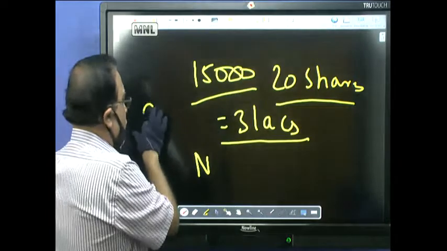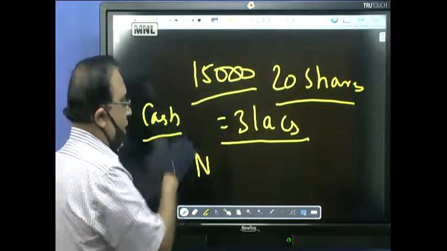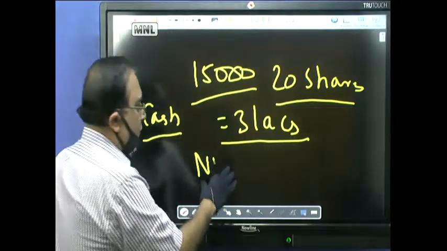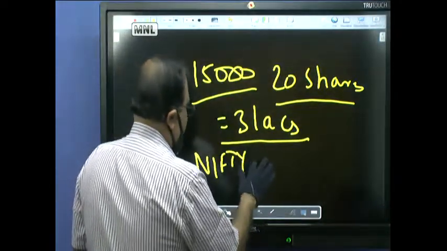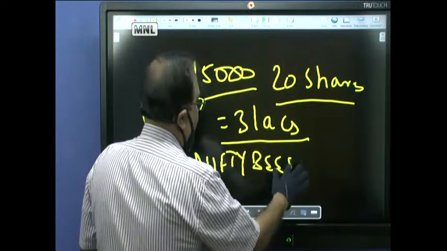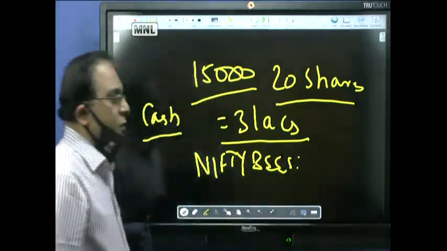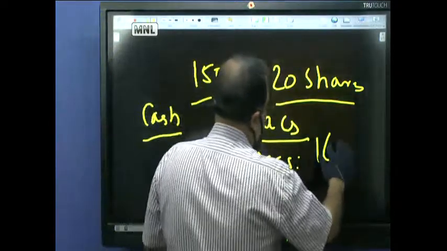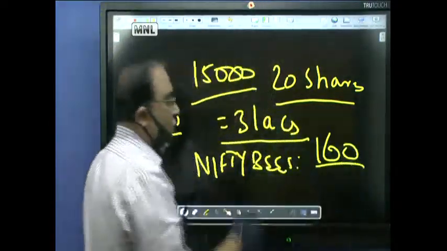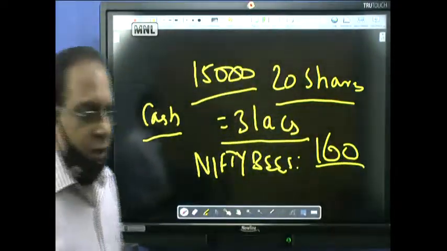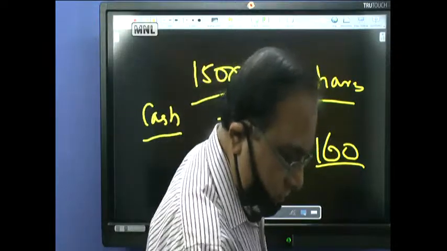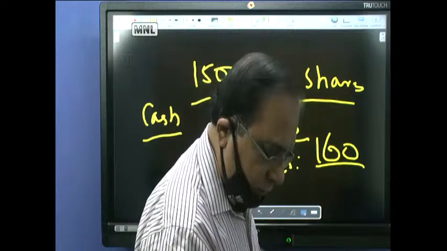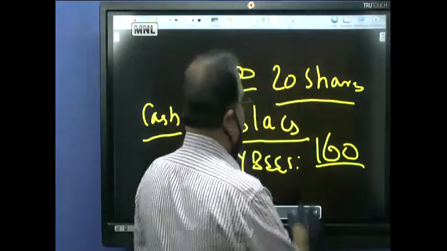Now the first thing you will do, if you want to buy the index, if you want to buy 3 lakhs worth, then you will look at, say, Nifty Bees. There are so many other exchange traded funds, just as an example, Nifty Bees. Let us say it is going at 160 rupees. So 3 lakhs divided by 160. How many shares will you buy? 3 lakhs divided by 160, so you will buy 1,875 shares.